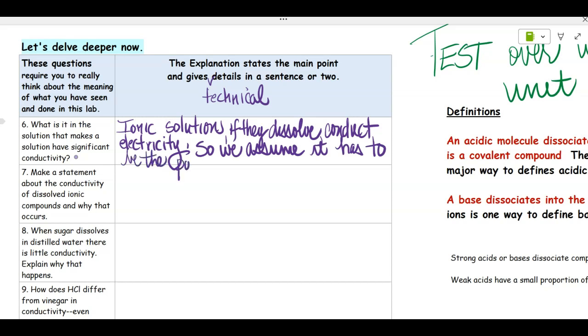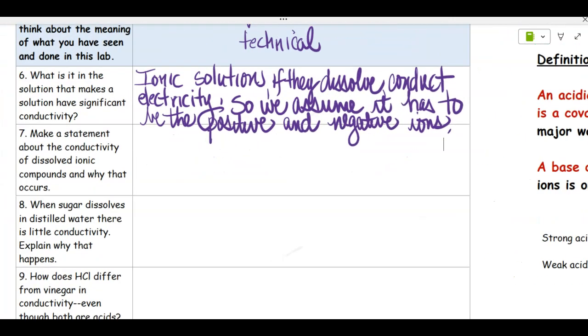And this is the kind of reasoning that I want you to be doing. All right, you're not just copying off what I'm saying. I'm wanting you to think through this and see how isn't this exactly what we've been talking about now for quite some time, building little by little on these facts so you can reason that if it's ionic solutions that are conducting electricity, it must be the things that it's made of, because ionic solutions dissociate into the ions. All right? 7 says, make a statement about the conductivity of dissolved ionic compounds and why that occurs.